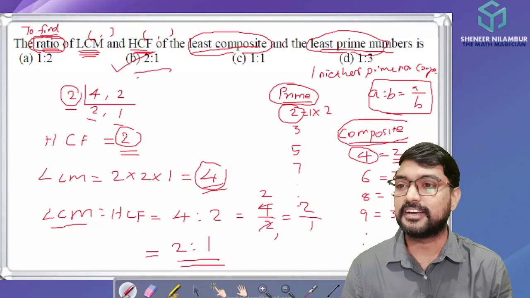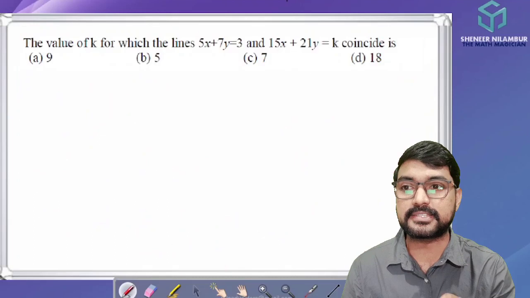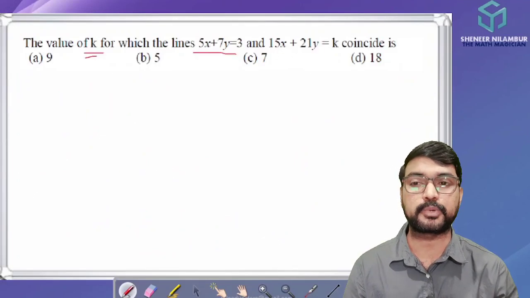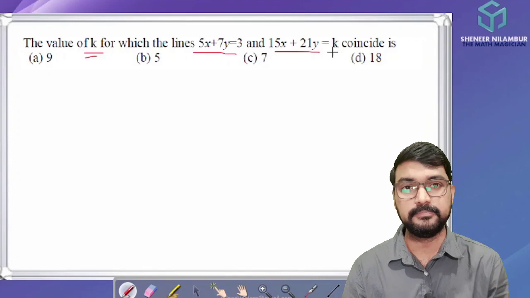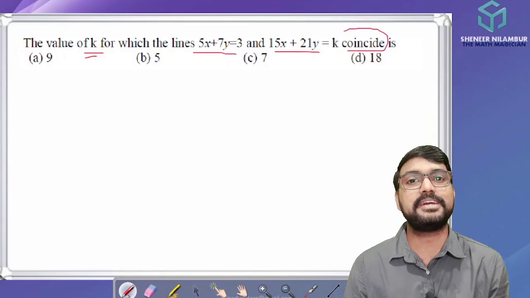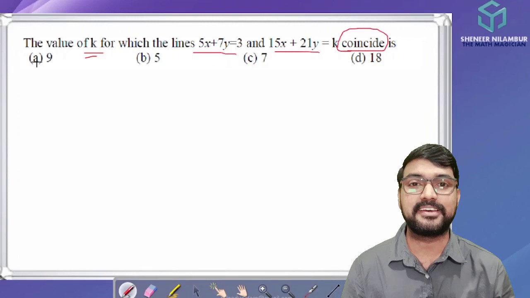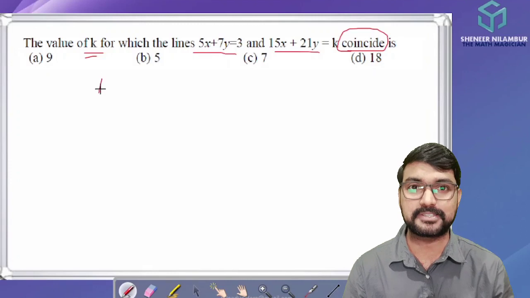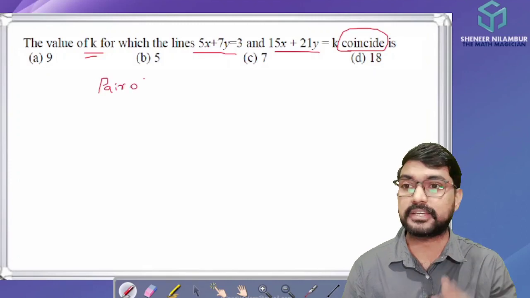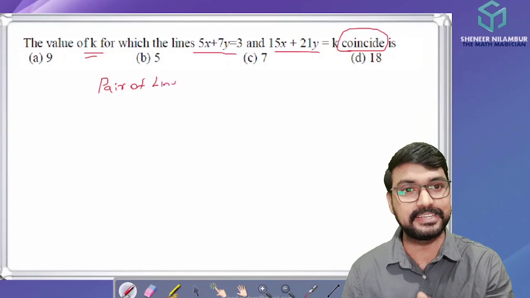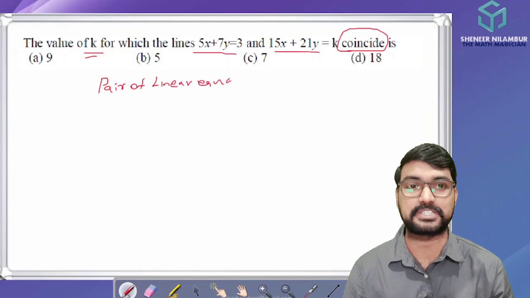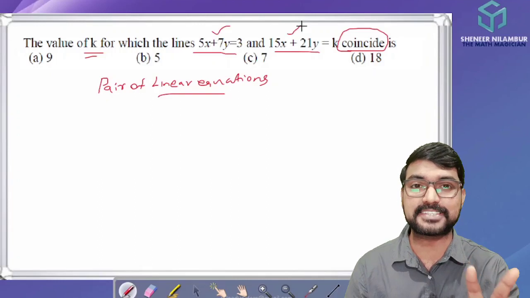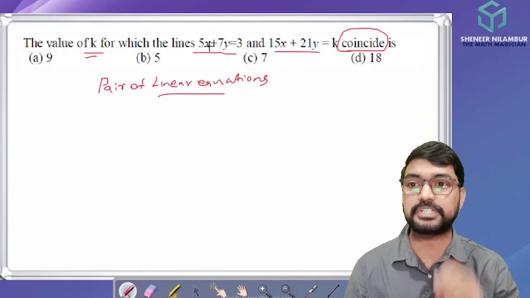The second question: the value of k for which the lines 5x plus 7y is equal to 3 and 15x plus 21y is equal to k coincide is dash. So my dear students, when we read this question, we have to recall the chapter pair of linear equations in two variables, because this question contains two equations which are linear. So two equations means pair of equations, which are linear means pair of linear equations. There are two variables also, x and y. So pair of linear equations in two variables.